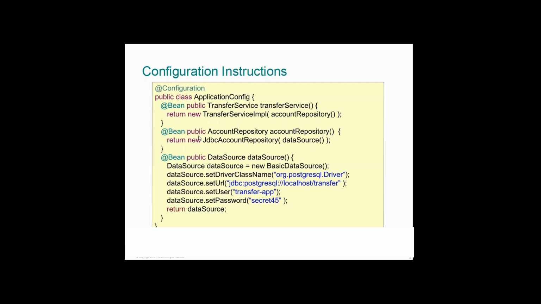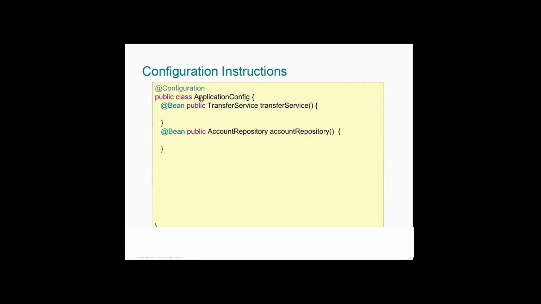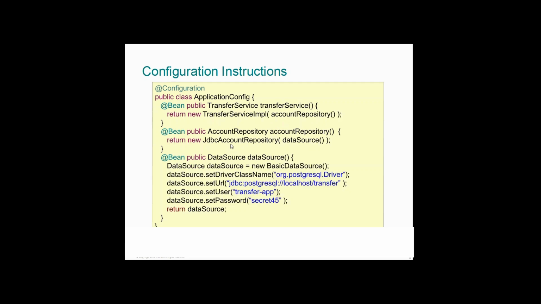So I was just talking about how you can write Java configuration. In the Java configuration instructions, first you write a Java class, and inside it you write methods. Each method has its name and return object, and it is marked with an annotation called @Bean. Each and every method will return an object.